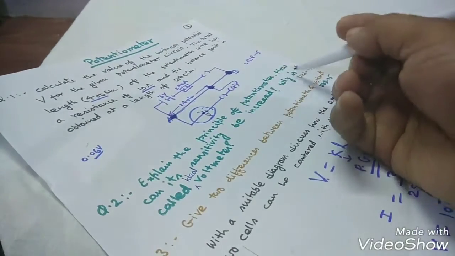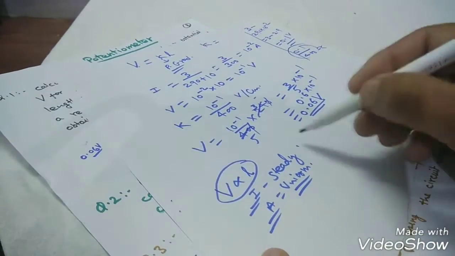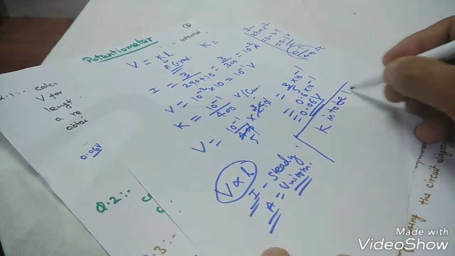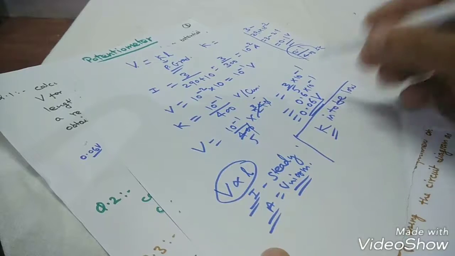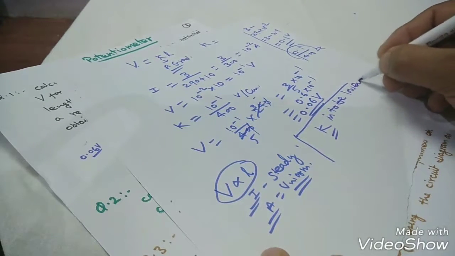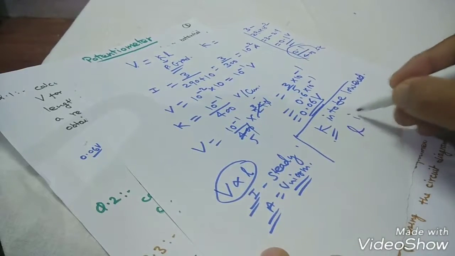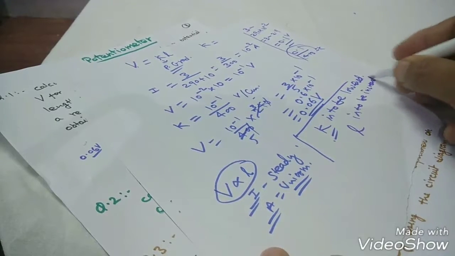This is the principle. How can its sensitivity be increased? To increase its sensitivity, what is required? K is to be lowered. The smaller the value of K, the more sensitive the potentiometer will be. So how can we lower it? We have already studied: L is to be increased.